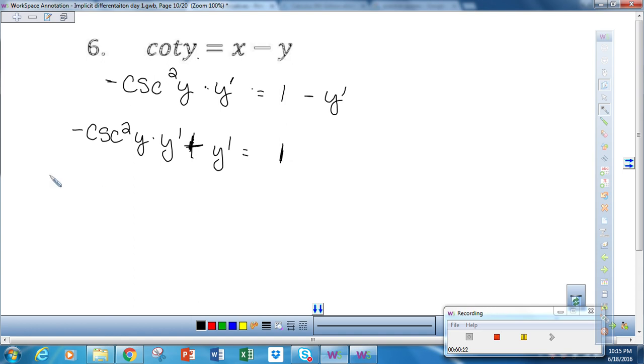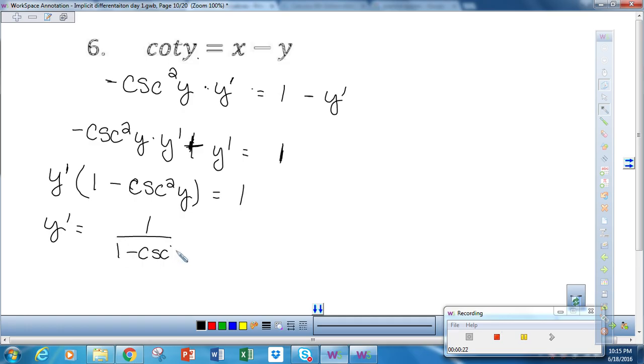We are going to factor out a y prime, and I get 1 minus cosecant squared y is equal to 1. So y prime is equal to 1 over 1 minus cosecant squared y. And that may be some property, but life's too short.